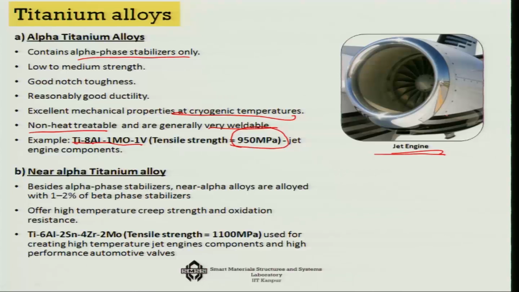The second group is near alpha titanium, which has not only alpha phase stabilizer, but also some amount of beta phase stabilizer, very low, 1 to 2%. They offer high temperature creep strength and oxidation resistance. One example is about 6% aluminum, 2% stannum tin, 4% zirconium, 2% molybdenum, you get a much higher tensile strength, 1100 megapascal, and that is used for high temperature jet engine components, okay, and high performance automotive valves, because it gives you a very high temperature kind of performance.